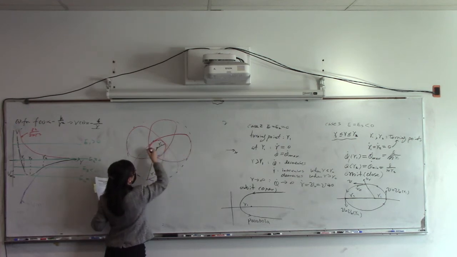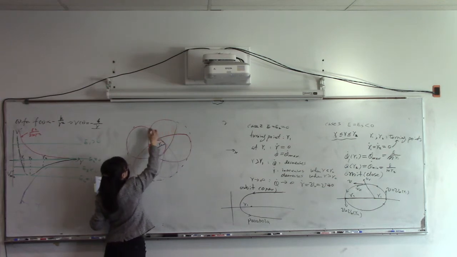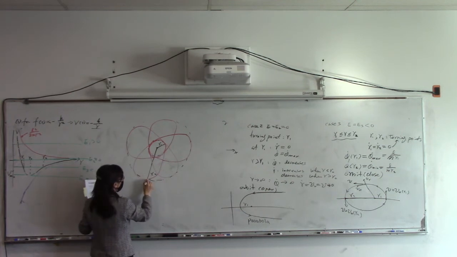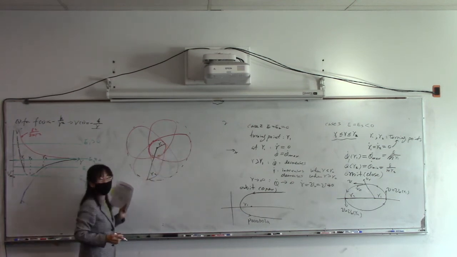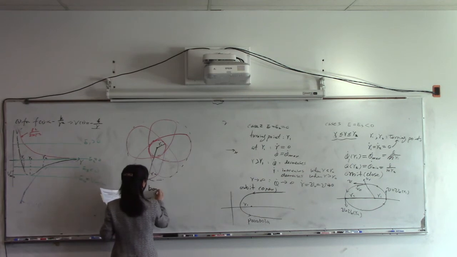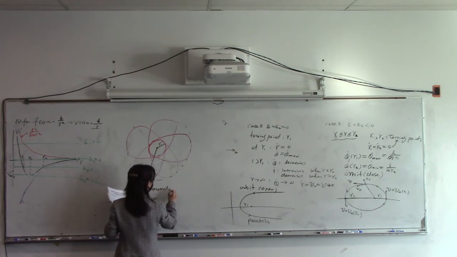When they come to here, they turn to another orbit. But it always stays between R1 and R2, and always has a turning point here. That is the so-called bounded, but not closed, orbit. A bounded orbit.